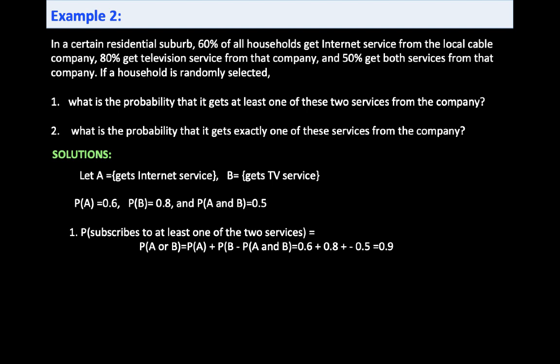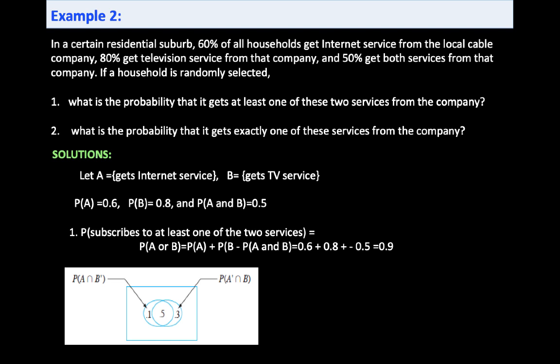So probability of A or B equals probability A plus probability B minus probability A and B. Yes, that should be probability A plus probability B. You see the bracket is not closed, but it should be closed. Minus probability A and B. So this equals 0.9. If I draw this, you see by notations, 0.1 is only A, 0.3 is only B, 0.5 is both. Therefore, at least one means 0.1 plus 0.5 plus 0.3.